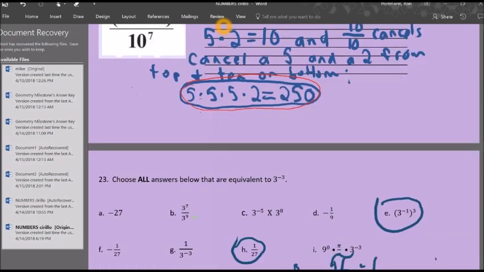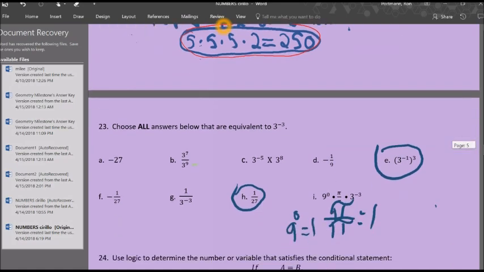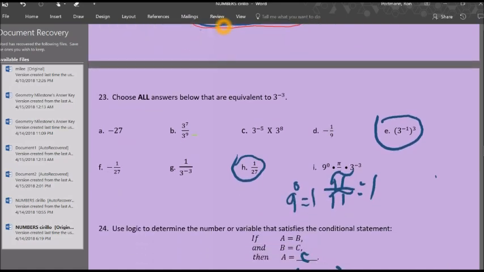Question number 23. Choose all that are answers to 3 to the -3rd. I've went ahead and circled the ones that are correct. This one actually is as well. I is the same thing. So your answer is E, H, and I. All the other ones, nothing about this expression is negative. 3 to the -3 is another way of writing a very small number. So it would be a fraction. And so since nothing about it is negative, you go ahead and get rid of A, you go ahead and get rid of F, go ahead and get rid of D.